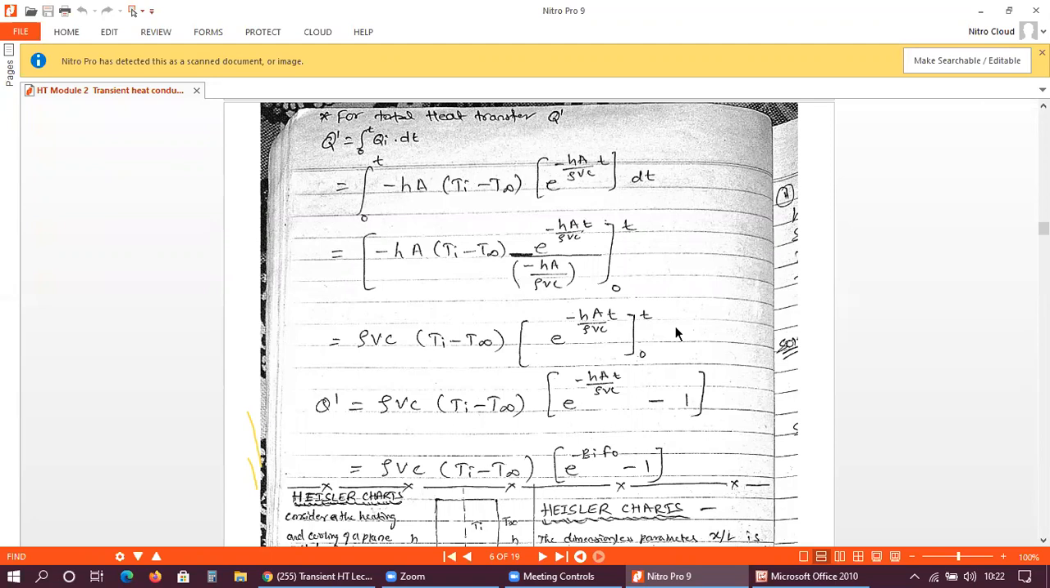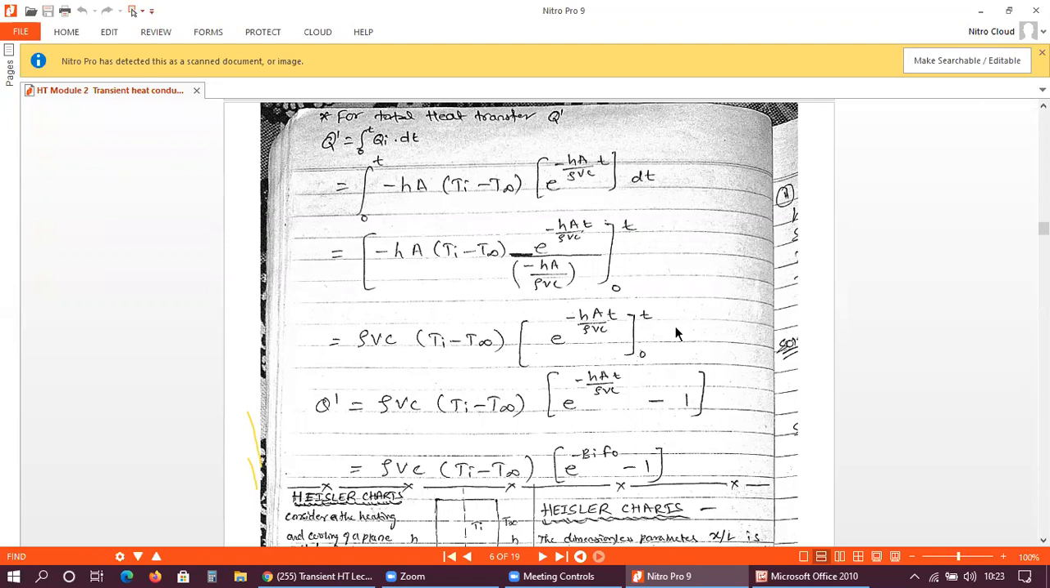Otherwise the question will be something like this: what is the time required for the ball to reach 100 degrees Celsius, if the initial temperature of the ball is 300 degrees Celsius? After what time will the temperature of the ball be 100 degrees Celsius or 50 degrees Celsius? As you can see in the question itself, the temperature is varying with respect to time. That part we are going to study here. This is a general explanation related to transient heat transfer.